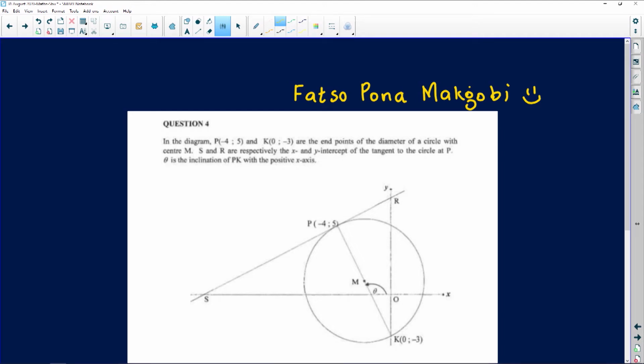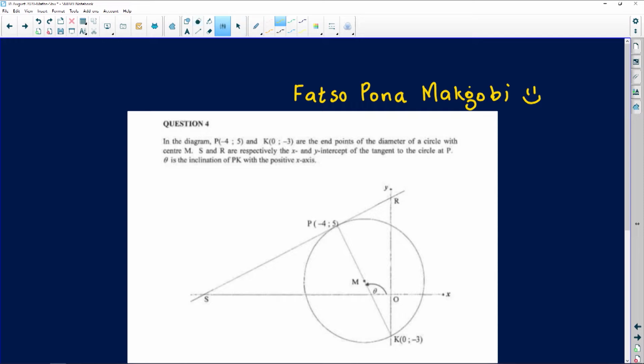Let's move on to the next question, right? Now, this one comes from Fato. It's an awesome question that comes from Analytical Geometry, right? Fato, Bona Mahobi, thank you very much for sending us this particular question. So this one comes from Analytical Geometry.